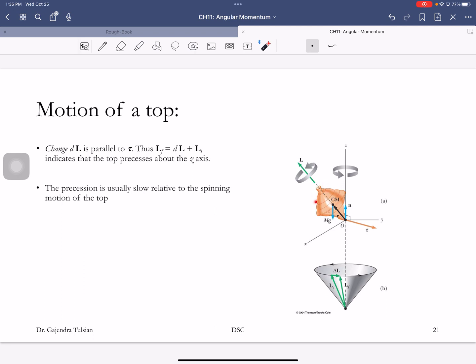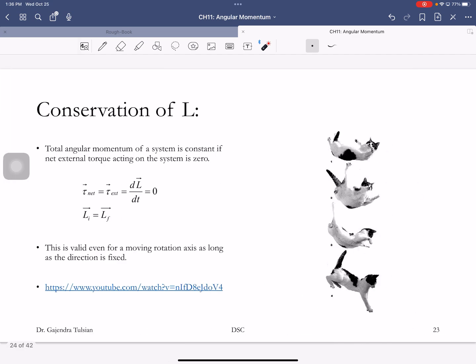If you have a spinning top, the force of gravity is trying to topple it, but if the top is not spinning, then it'll just topple over. But if the top is spinning, instead the same force will make the top precess. Did you guys understand that? If the top were not spinning, this force would just topple the top over. But if it's spinning, the same force is making it precess. So we'll see that.